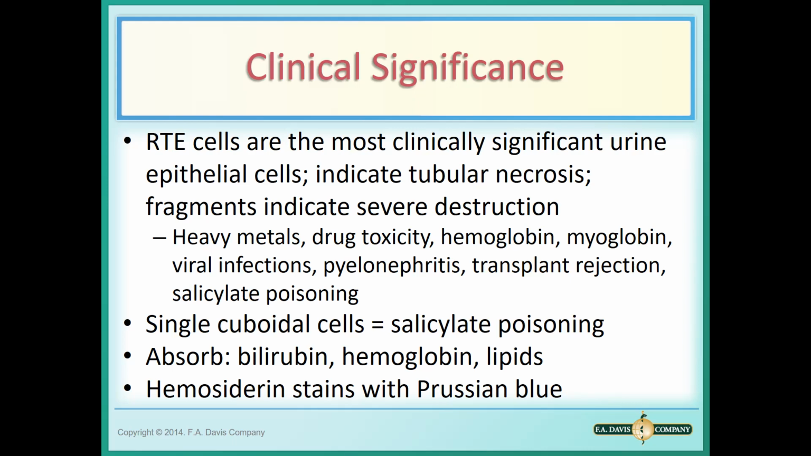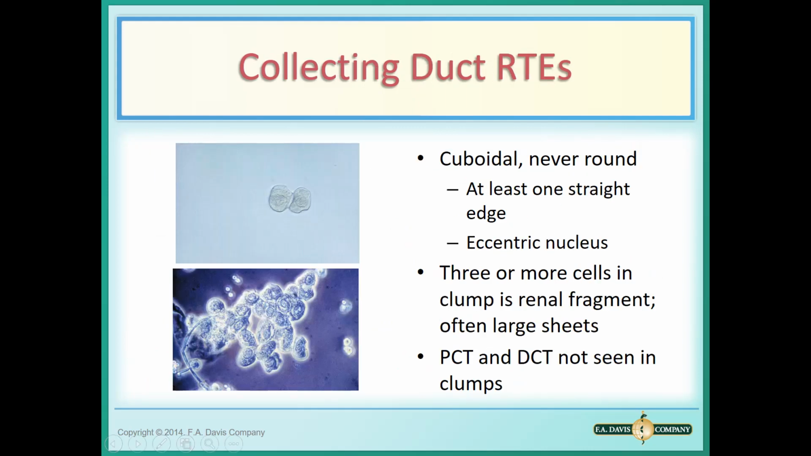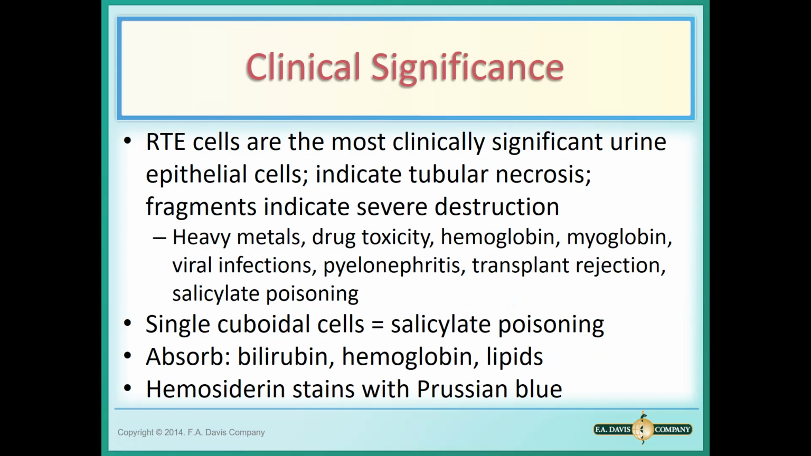If we see a single cuboidal cell, I just showed you the renal fragment. The renal fragment means renal disease. A single cuboidal cell maybe means you have a little aspirin poisoning. So we're just still going to make sure. And so we're going to mention if we see a fragment of multiple cells or if we just see single ones.